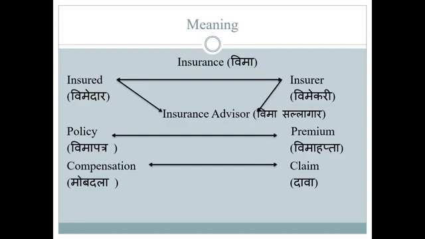Okay, what is insurance? Insurance is a contract. Contract here means a written agreement. Insurance is a contract between two parties. Which are these two parties? First party towards the contract is called as insured, and another party who is associated with the insurance contract is called as insurer.